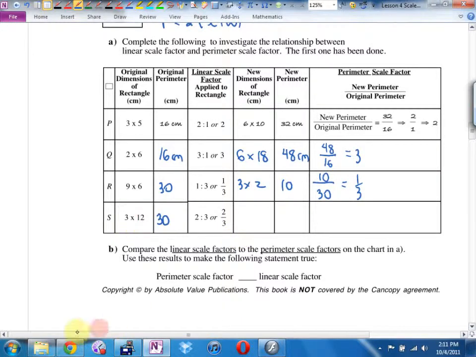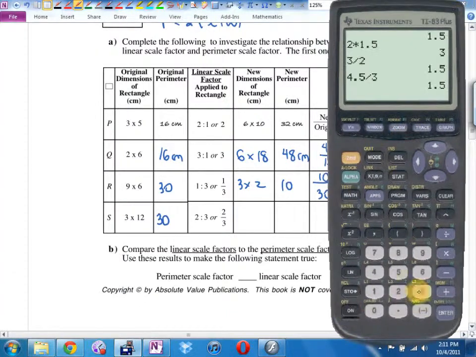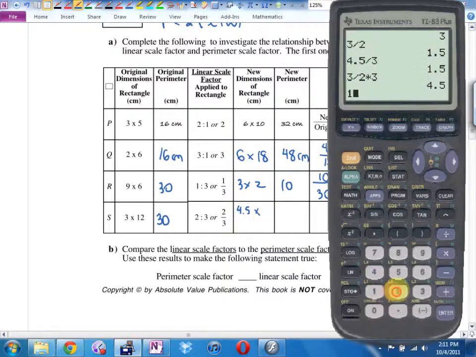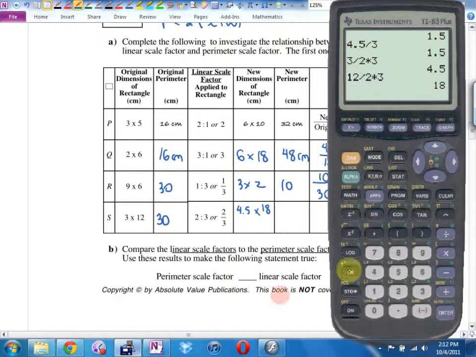3 divided by 2 times 3, I get 4.5. I don't know. I'm going to write that down really small right now. 12 divided by 2 times 3, 18. I don't know. Let's see. 4.5 plus 18 equals, times 2 equals.